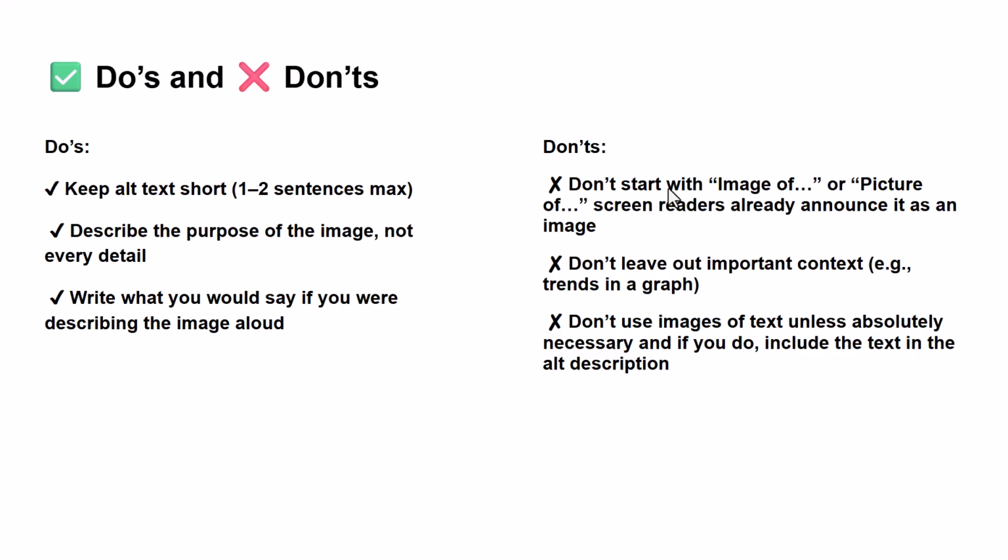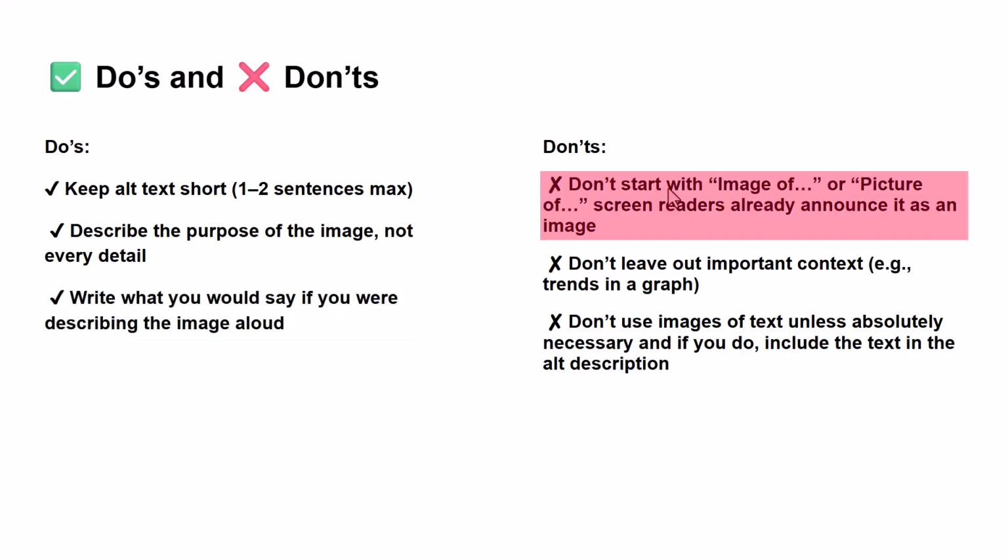Flipping back over to our slides to wrap up here. Do's and don'ts, again: keep alt text short, one or two sentences in the 120-ish character range. Describe the purpose. We don't have to necessarily go into every detail. Details should probably surround the image in the context of the page itself. And again, write what you're going to say if you had to describe that image out loud.